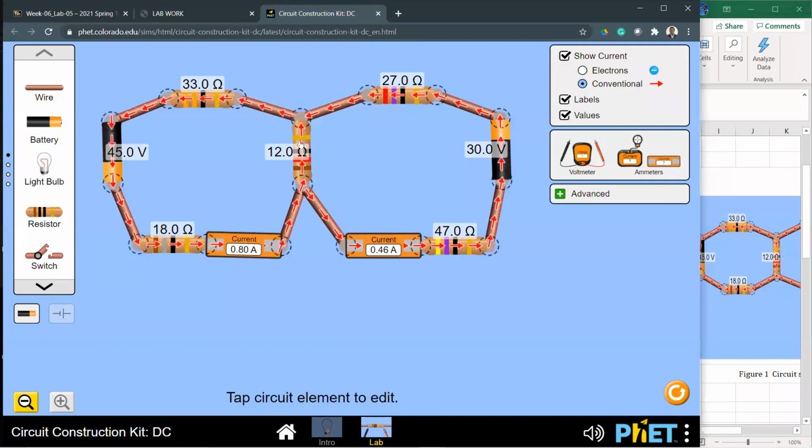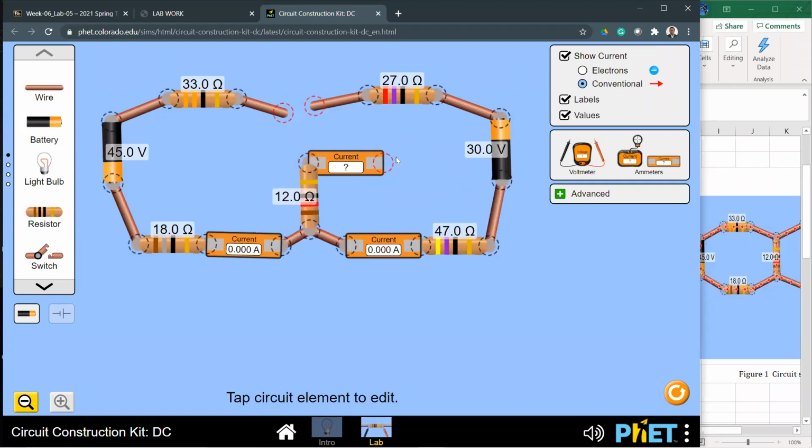Now I need to measure the current passing through the middle, right here through this resistor. Now I need to break somewhere here and then connect that part by using another ammeter.